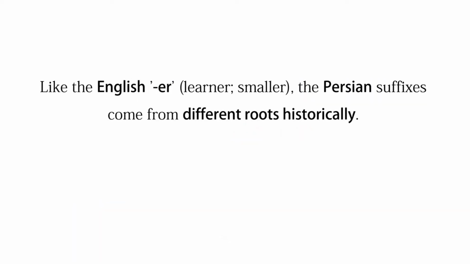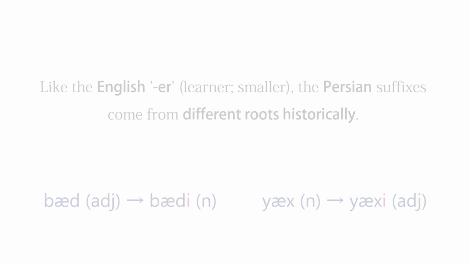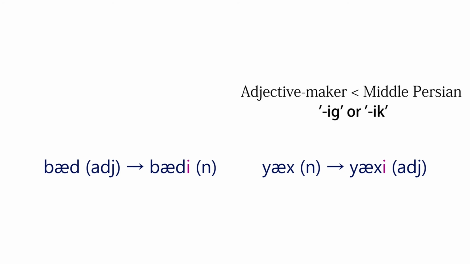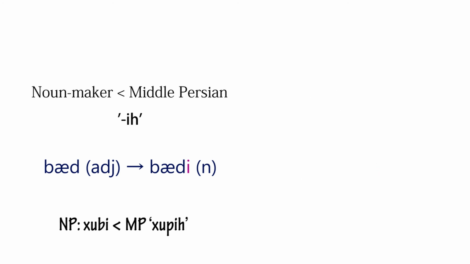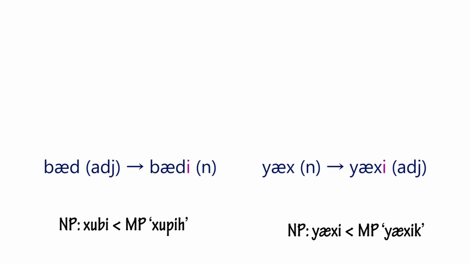But do you remember the suffix in English er? This is like a historical accident because these two adjectives are of different historical origins. Like the English er, the Persian suffixes come from different roots historically. The noun maker comes from the Middle Persian ih, and the adjective maker comes from the Middle Persian ig or ik. So technically this should be khubih and this should be yakhik, but they're not.